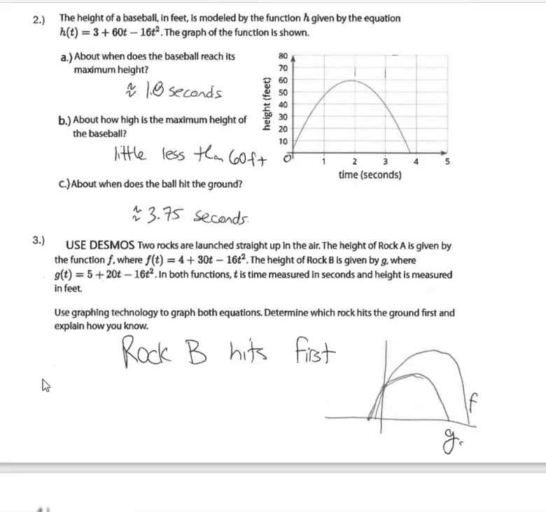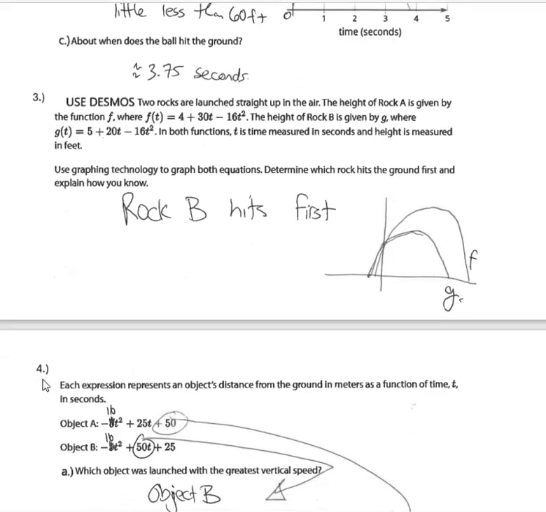The next one asked you to use Desmos, and you were supposed to put both of these in. Usually with Desmos, I change the f of t to y, and I change the t's to x's. And when you graph these, I drew a little bit of a graph of what they looked like. Hopefully you actually used Desmos and you find that B is going to hit the ground first.